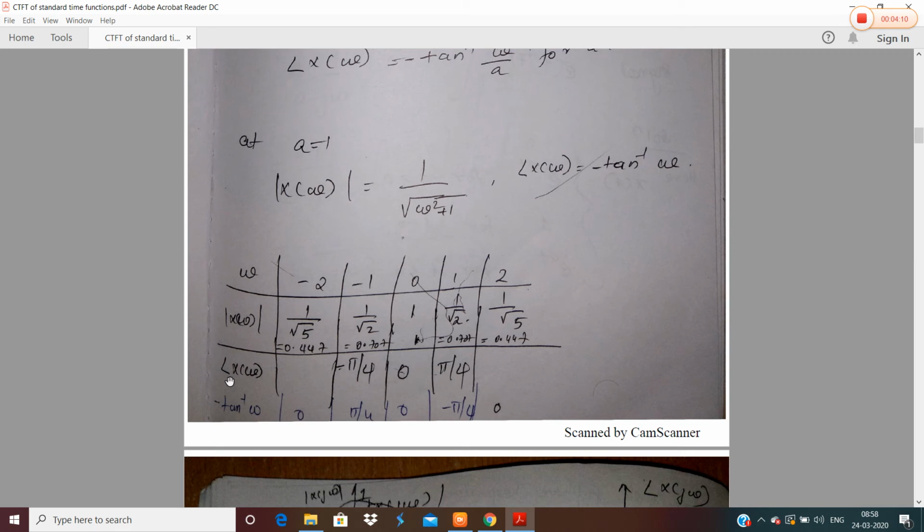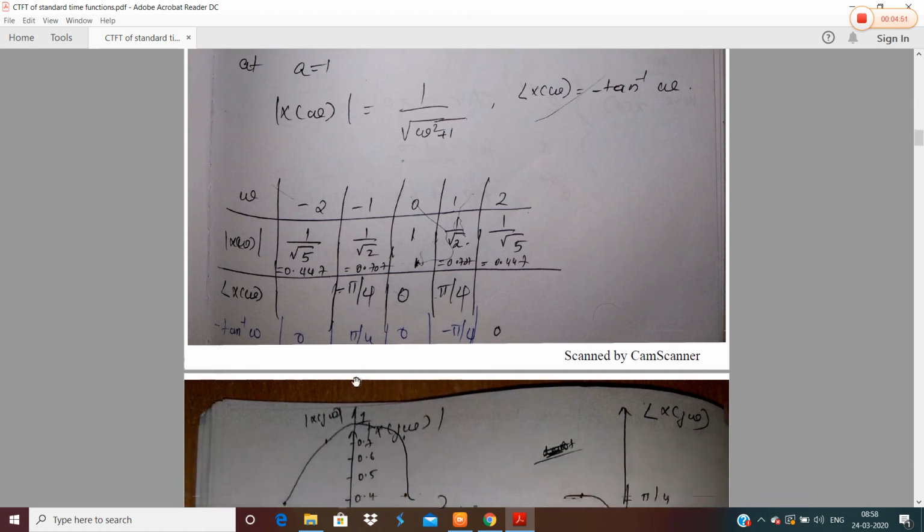And angle X of omega is equal to tan inverse of omega by a, and tan inverse of minus 1 is minus pi by 4. But our equation is minus tan inverse of omega. Hence, we'll have a negative sign here. That is, minus of minus pi by 4 is pi by 4. So for omega equal to minus 1, the phase is pi by 4. Similarly, we'll find for 0 as well as 1. For 0, tan inverse of 0 is 0, whose negative value is 0 itself. Tan inverse of 1 is pi by 4, whose negative value is minus pi by 4. So this is a table that you have to construct for finding the values to be plotted for the magnitude as well as the phase spectrum.